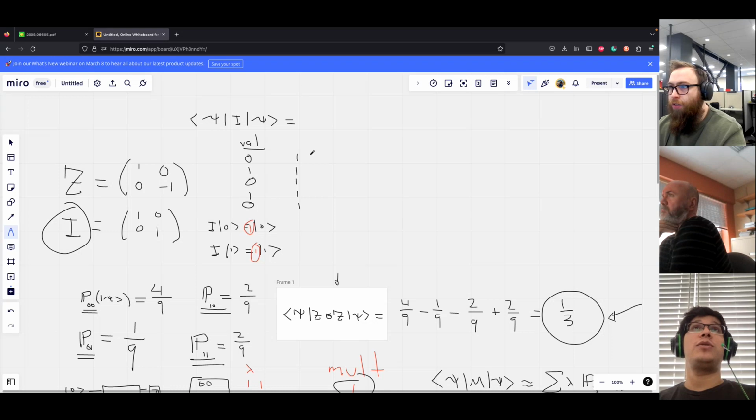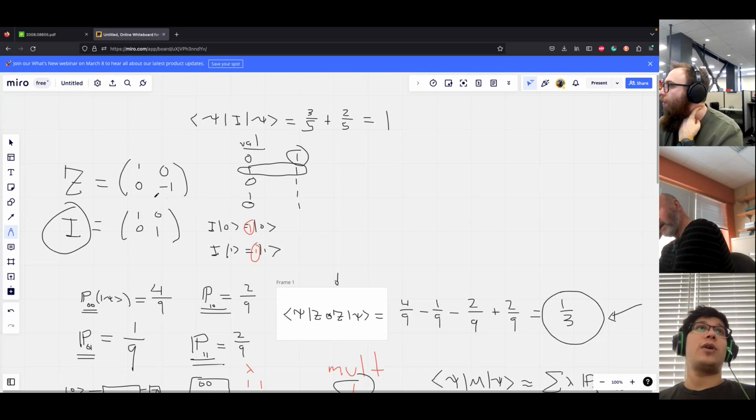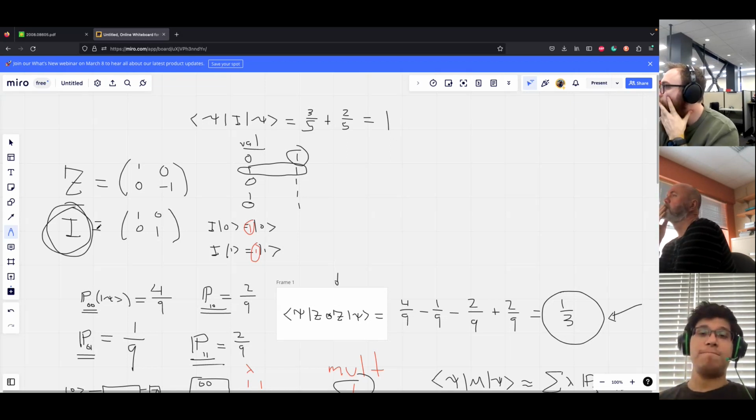You see that? Now, when you compute the probabilities, what's the probability of measuring 0 here? It's 3/5 with a sign of 1. Now, the probability of measuring 1 is 2/5 with the sign of 1. And this one gives you 1. So every time you measure the identity, it doesn't matter the state that you have. You always get this thing equal to 1.